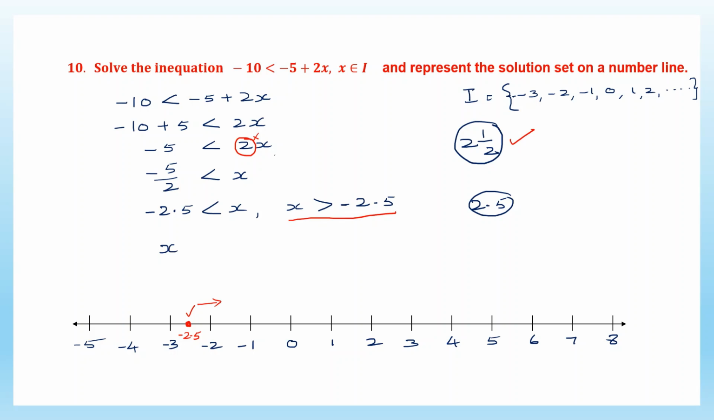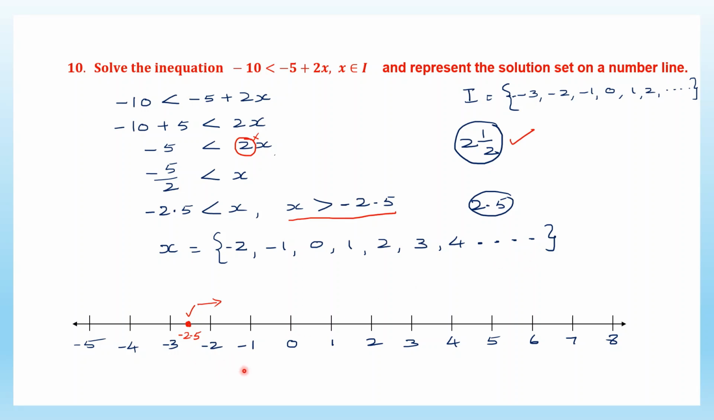So first let me write my solution set here. So that will be minus 2, minus 1, 0. Then I write 1, 2, 3, 4, all these. It will go on and on. So this is my solution set. And remember how I got minus 2 also? Because as you can see, minus 2.5 is between minus 2 and minus 3. And here we know that x is greater than minus 2.5. And all the numbers which are to the right of minus 2.5 will be my solution set. So that's how I got minus 2, minus 1 and all the other numbers.